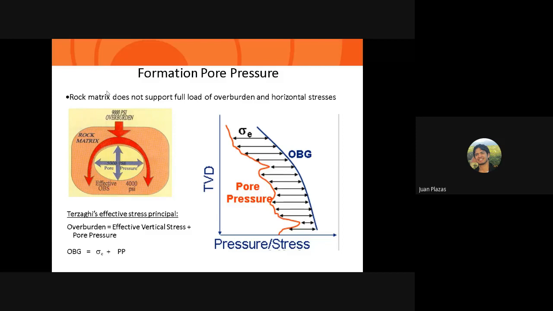Okay, now what we see here is the rock matrix and the formation fluid. The rock matrix does not support the full load of the overburden. The overburden is the weight of the rock above the formation of interest. According to Terzaghi, the overburden equals the effective vertical stress given by the rock matrix plus pore pressure.